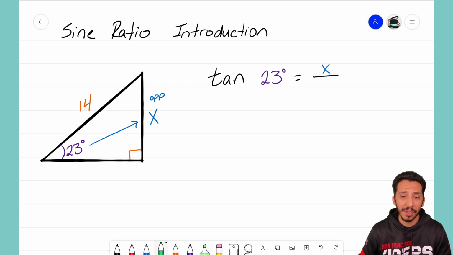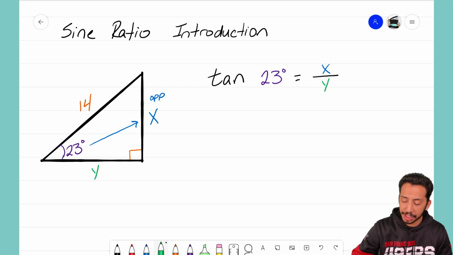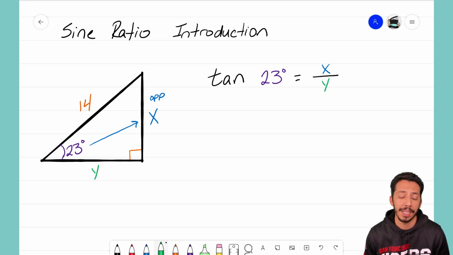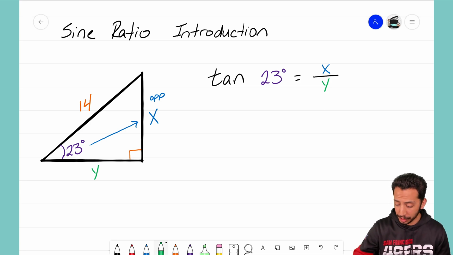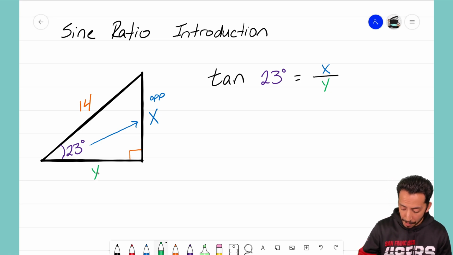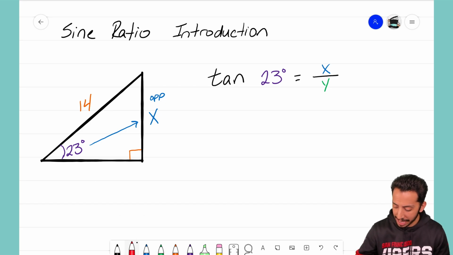Since I don't have a value there, I could label it a different variable, such as y. But then my tangent ratio has an x and a y variable, and I'm unable to solve for just one of those. This is why tangent is failing for this problem. Tangent doesn't work if your delta y and your delta x are both unknown values. So let me write a big X over tangent, because tangent's not going to work here.